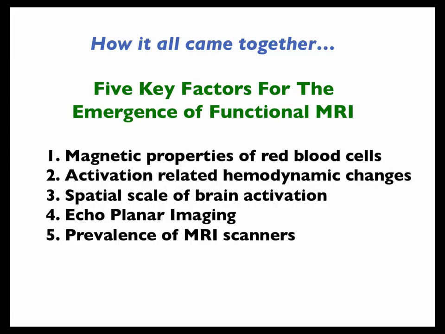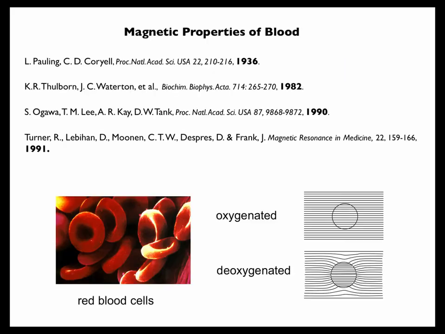And suddenly fMRI came along. So what I'm going to outline is the key factors that were involved with fMRI coming along. Okay, so you had to have some unique properties of the red blood cells. You had to have something unique in the brain that happened with activation. You had to have a certain spatial scale so you could see it. And you had to have high-speed, high-stability imaging. And you had to have a lot of MRI scanners for the field to really take off. And I'm going to go into each one of them.